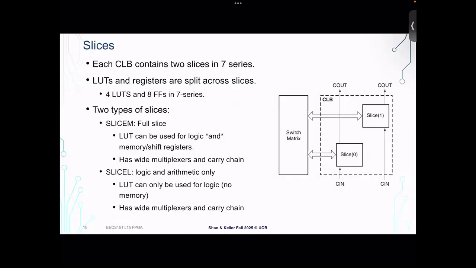There are two flavors of slices. So there's the slice M, which is a full slice. It has some extra goodies. And then there's the slice L, which is a little more lightweight. The advantage of having the lightweight one is you can fit more of them on the FPGA. So the assumption is that you're not going to need all of the functions in the slice M all of the time. And so we'll have a mix of slice M and slice L. And we'll talk in more detail about what's inside them.